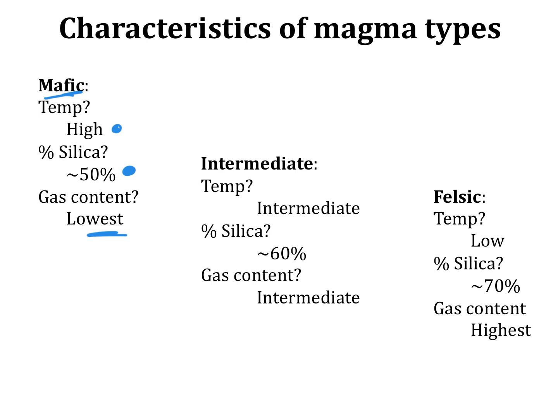If we move over here to the felsic magma, we have a magma that only has the low temperature minerals in it, so it doesn't have to be very hot to have melted those. It has about 70% silica, and it has the highest gas content. And then the intermediate magma is literally mostly just intermediate between mafic and felsic.